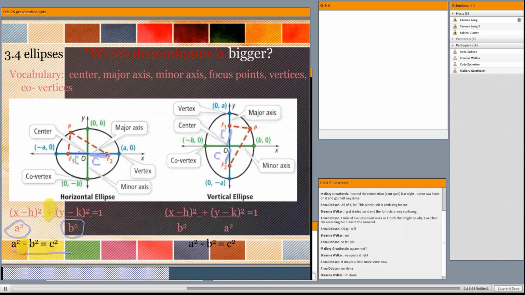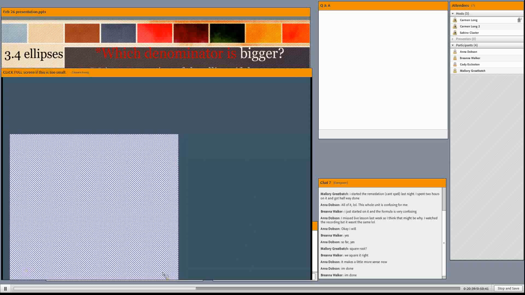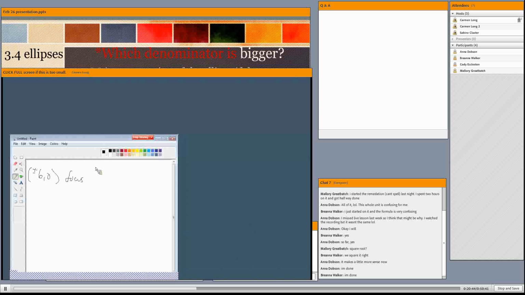Zero for a focus. And what was the other? Oh, hold on a minute. Wait a minute. 6, 0 for the focus, and the co-vertices are 0, 8. Okay, that makes more sense. 0 plus or minus 8 are our co-vertices.